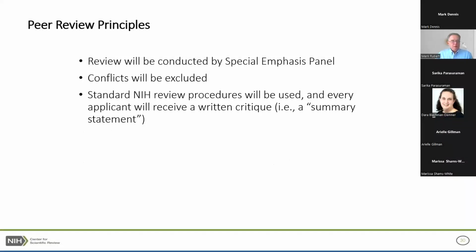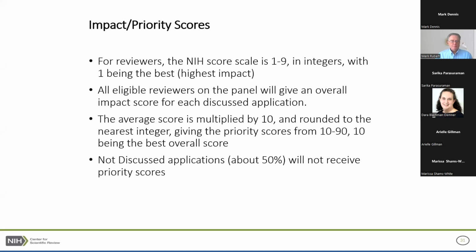We expect to review all of these applications within a special emphasis panel, which means the reviewers will be recruited specifically for the applications that we receive. All conflicts for the applications will be excluded during the review of any application for which conflict exists. And standard NIH review procedures will be used. Every application will receive a written critique, or what we call a summary statement. Next slide, please. For those of you who are not aware, the NIH scale for scoring applications is 1 to 9, with 1 being the best score.